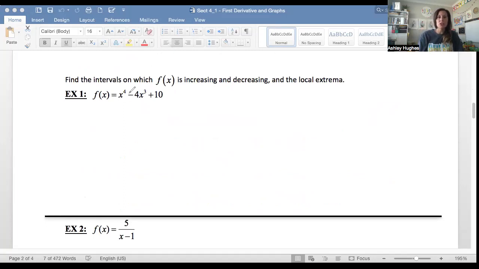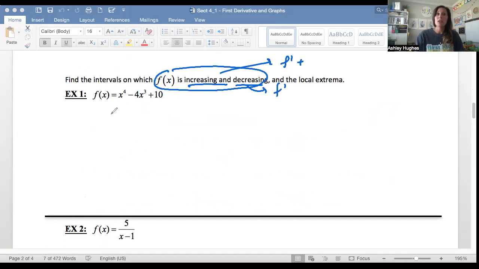So I have this function here. I want to figure out where it's increasing and decreasing. Anytime you see these words, increasing or decreasing, I want you to think f prime positive, f prime negative. And I'm going to do these steps.